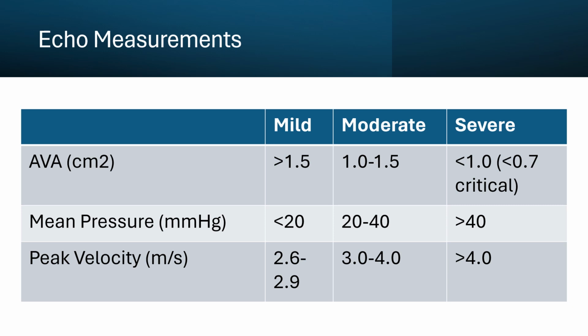When we talk about the severity of AS, we talk about some numbers. Aortic valve area is the one that is most often reported and the easiest to remember. Severe AS is less than 1 centimeter squared. Also commonly reported are mean pressure gradients and peak velocity. These last two are related in that the higher the pressure across a valve, the higher the velocity.